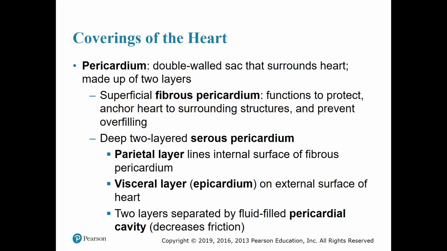The lining of the pericardial cavity is called the pericardium, which is a double-walled sac that surrounds the heart, made up of two layers: a superficial fibrous pericardium that functions to protect, anchor the heart to the surrounding structures, and prevent overfilling, and a deep two-layered serous pericardium that consists of a parietal layer that lines the internal surface of the fibrous pericardium, visceral layer or epicardium on the external surface of the heart, and the two layers are separated by a fluid-filled pericardial cavity that decreases friction.